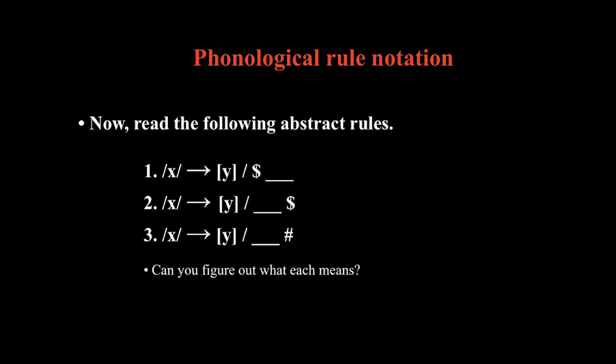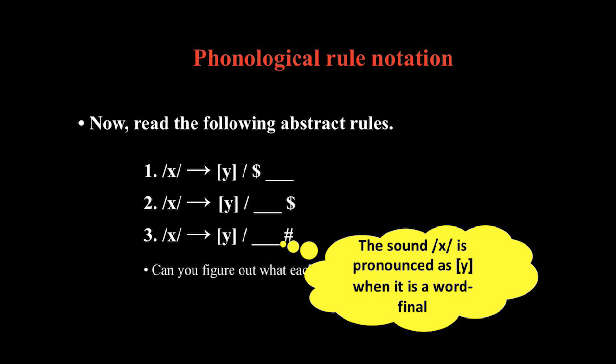The third example, we have X between slashes, followed by an arrow, and also followed by Y between brackets. Again, after that, we have a slash, followed by a dash and word boundary. What does this rule mean? It simply means that the sound X is pronounced as Y when it is word final.